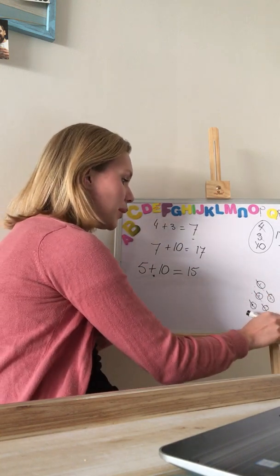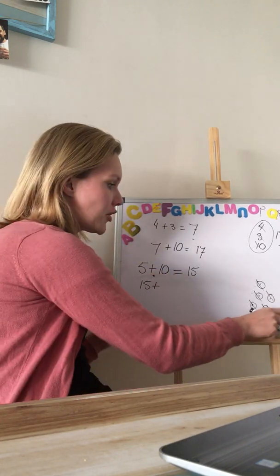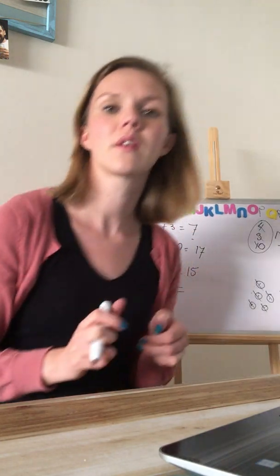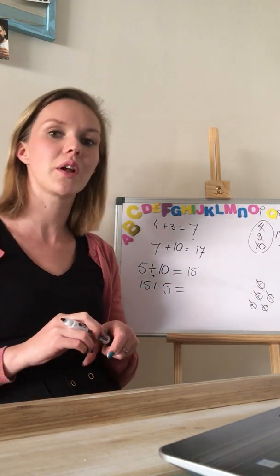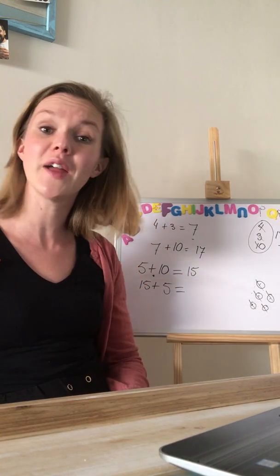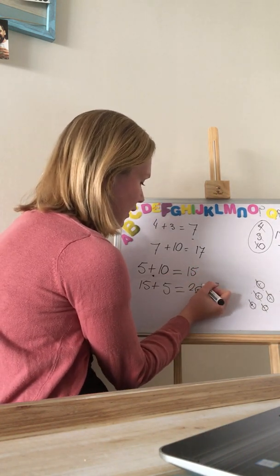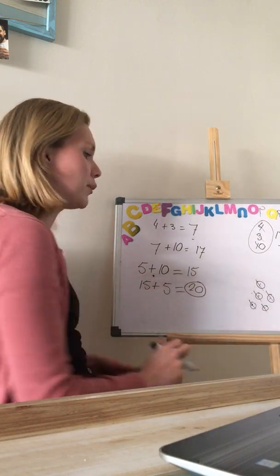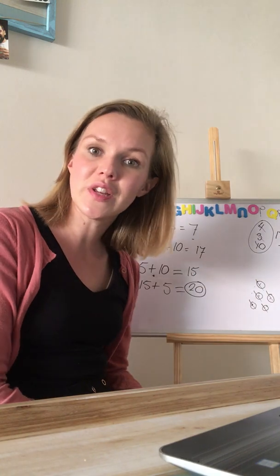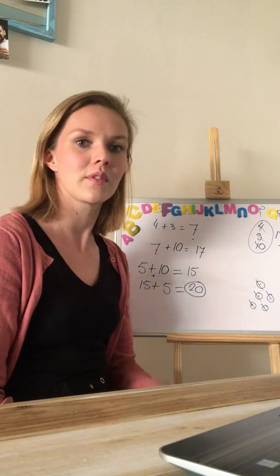And then 15 plus how much? How much I need to add? 5 equals, how much is that? 15 plus 5 equals 20. So that is the answer. I brought 20 pounds with me and I have to pay 17. Did I bring enough money? I did. That's good news.